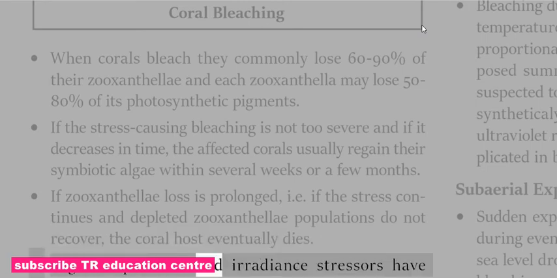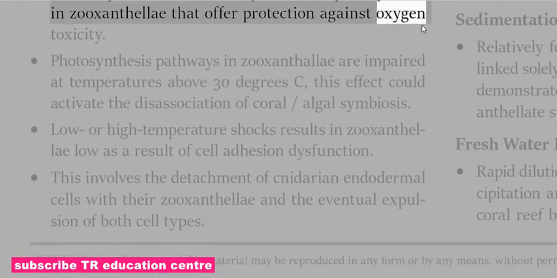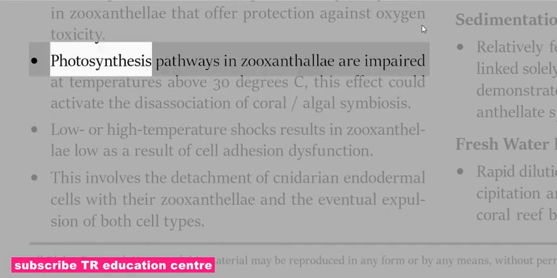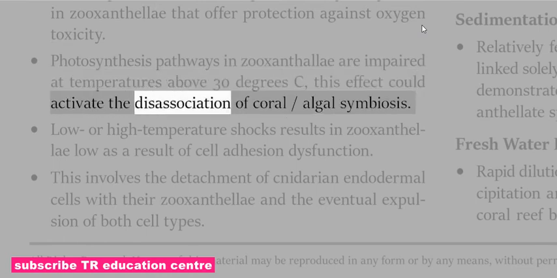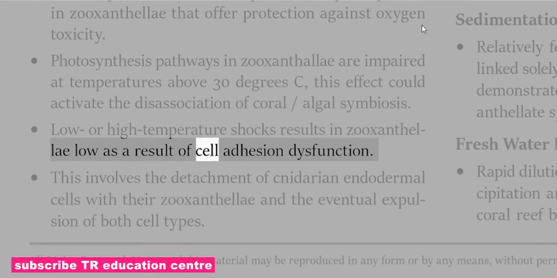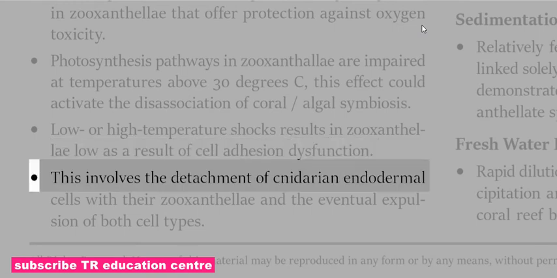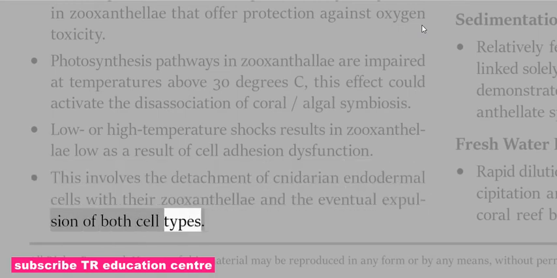High temperature and irradiance stressors have been implicated in the disruption of enzyme systems in zooxanthellae that offer protection against oxygen toxicity. Photosynthesis pathways in zooxanthellae are impaired at temperatures above 30 degrees Celsius. This effect could activate the dissociation of coral-algal symbiosis. Low or high temperature shocks result in zooxanthellae loss as a result of cell adhesion dysfunction. This involves the detachment of cnidarian endodermal cells with their zooxanthellae and the eventual expulsion of both cell types.